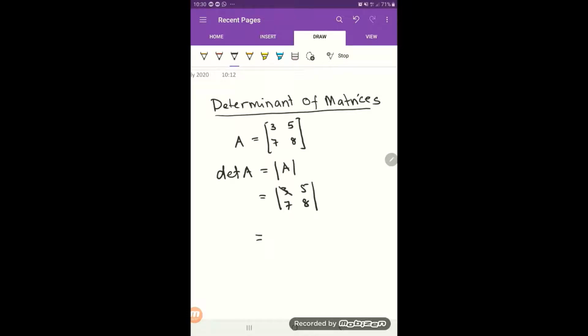This is the first diagonal. You multiply the numbers along this diagonal, that means 3 times 8, minus, and then multiply along this diagonal, 5 times 7. So the answer is 24 minus 35. This is negative 11. This is the determinant of A.